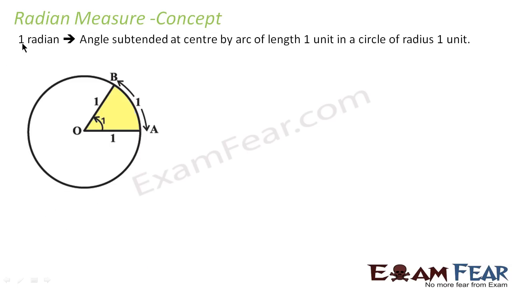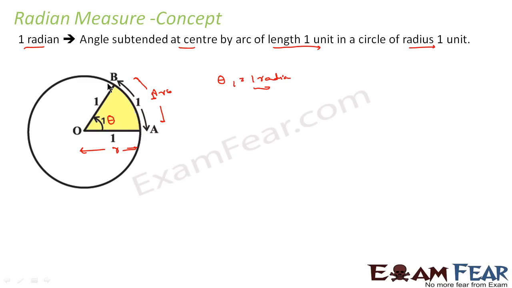1 radian is equal to the angle subtended at the center by an arc of length 1 unit in a circle whose radius is 1 unit. So we have the circle, the radius of the circle is 1. If there is an arc of length 1, this is the arc, and the radius length is 1, then whatever angle you get, theta, this theta is equal to 1 radian.